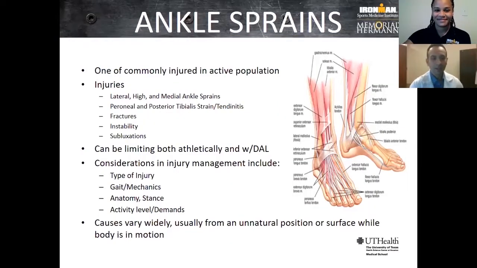Our final topic today is ankle sprains. This is extremely common. I think I have two, three, four athletes coming in a week with these, and I'm sure, Leslie, you see a lot of these in the training room.